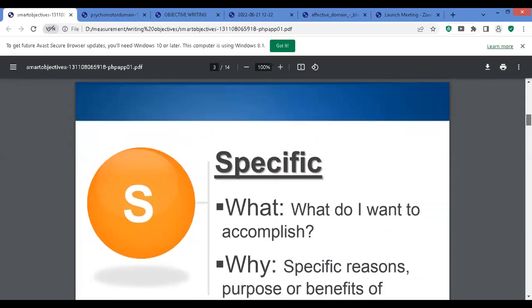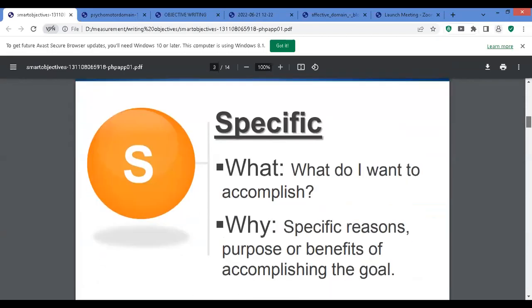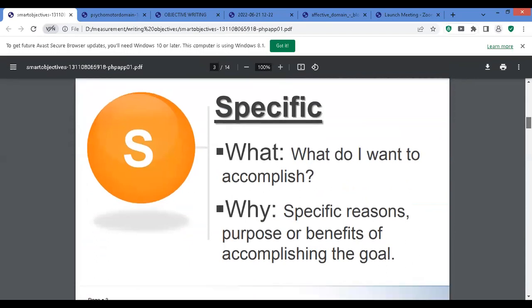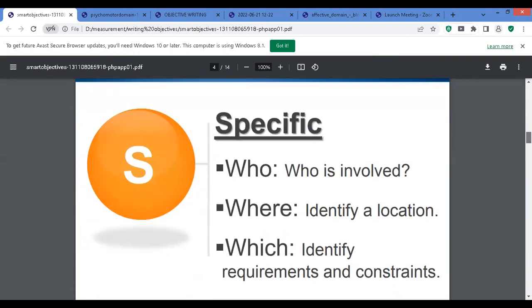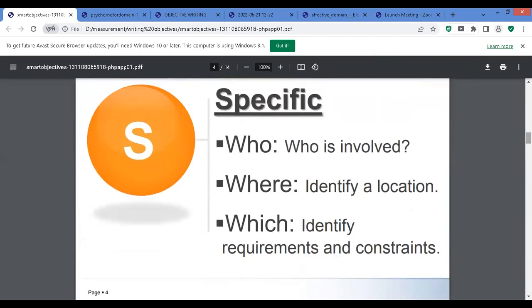Right. So for being specific, we ask these questions. What am I going to teach? And why am I teaching this? To whom am I going to teach, or who is involved here? Where is it? For example, if it's a dialogue, you say greets others using appropriate phrases. Then for these greetings, we should know where these greetings are taking place.